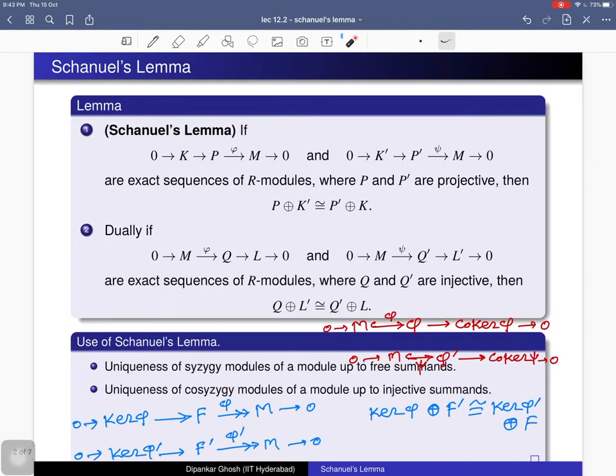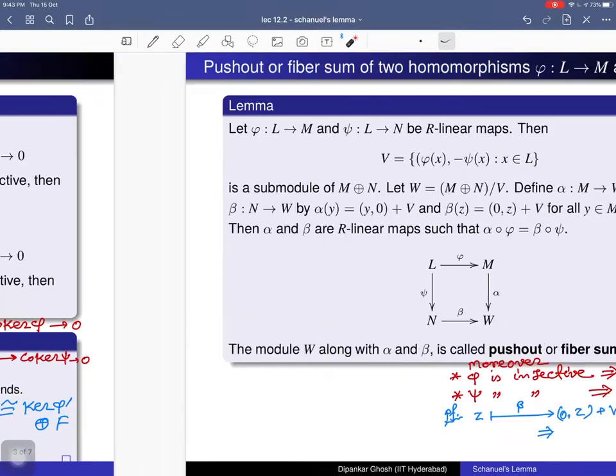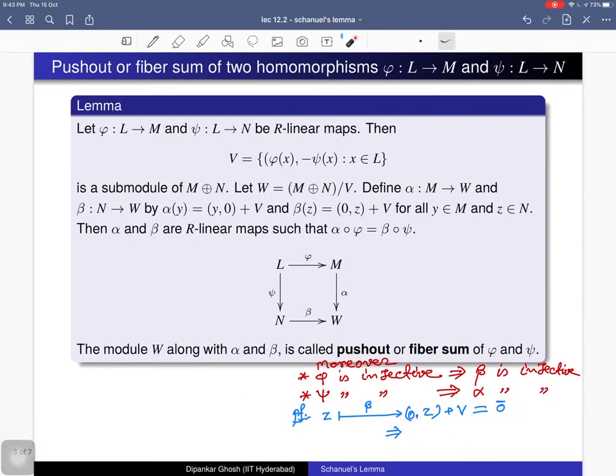And next we will prove this lemma. To prove this lemma we use push out and pull back of two module homomorphisms. So let me first discuss this notion.